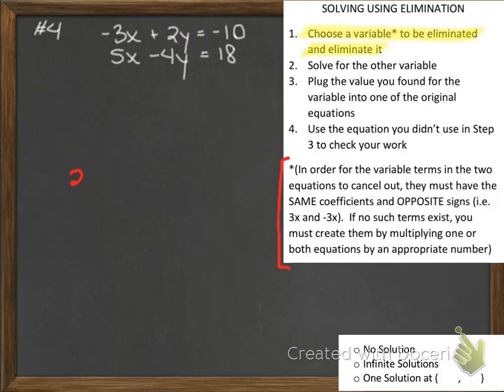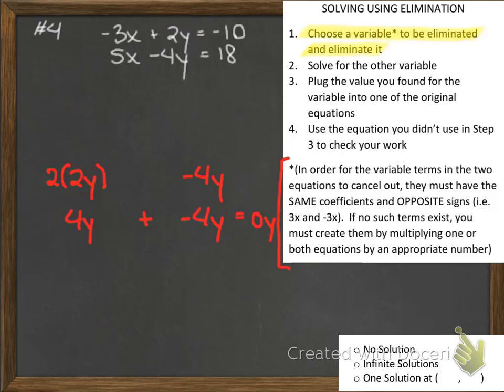Well, if I want 2y and negative 4y to have the same number and opposite signs, all I'd have to do is multiply this by 2. That would give me 4y in one equation and negative 4y in the other equation. And then when I added them together, that would give me 0y. Okay? So because I only have to multiply one equation by a number and not both equations, that's what I'm going to choose. Is that the only way to do it? No. To me, it's the fastest.